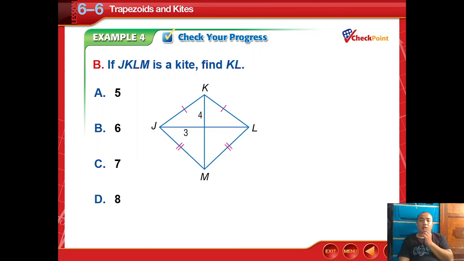JKLM is a kite, find KL. Again, Pythagorean theorem. Because the diagonals are perpendicular, 90 degrees. Angle KOJ is a right angle. So, 3 squared plus 4 squared, 25, square root of 25 is 5. So, JK is 5, KL is also 5.